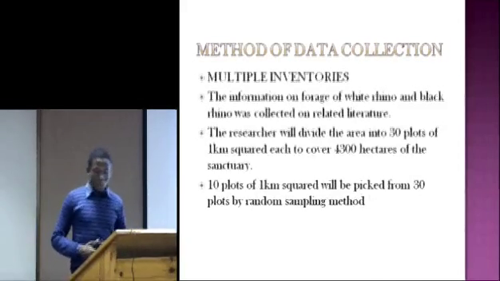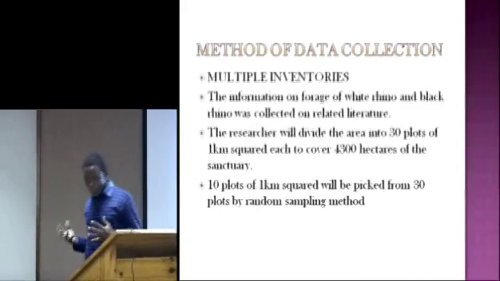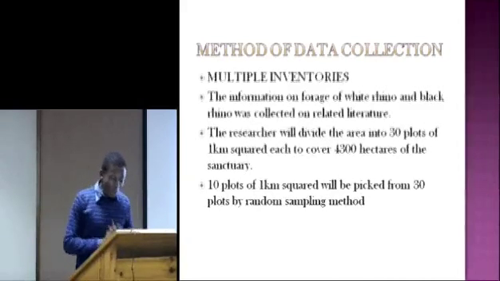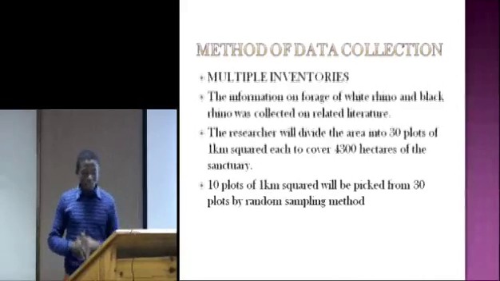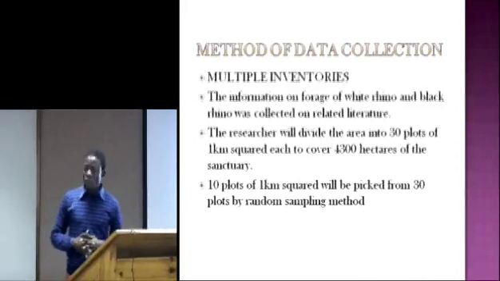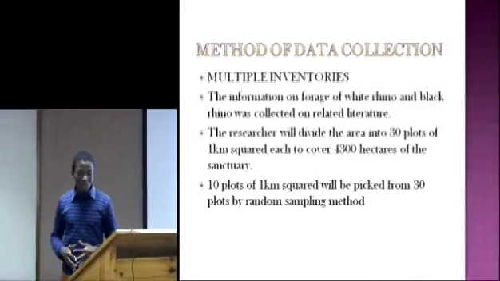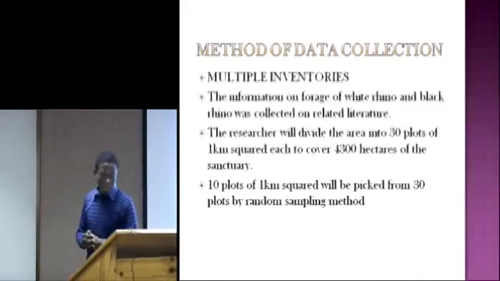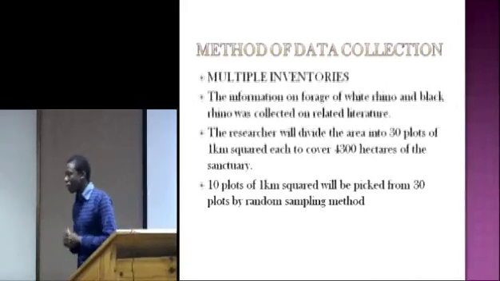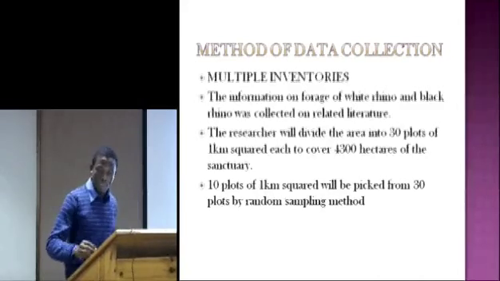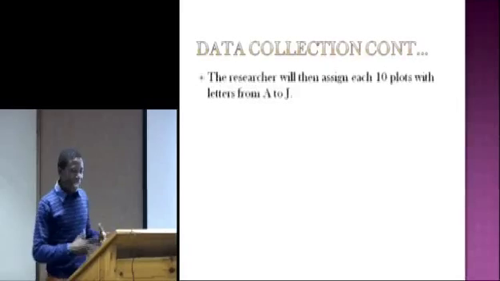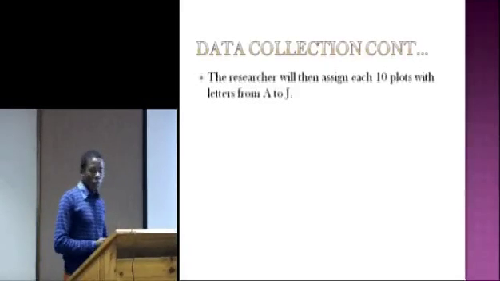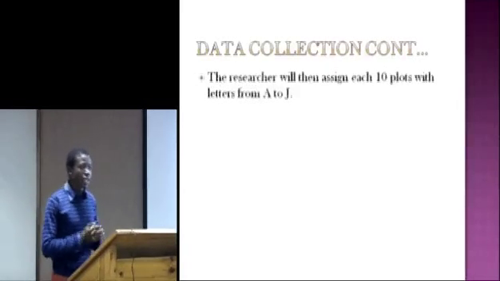The researcher will divide the area into 30 plots of 1 kilometer squared each to cover 4,300 hectares of the sanctuary. 10 plots of 1 kilometer squared will be picked from the 30 plots by random sampling method. The researcher will then assign each of the 10 plots letters from A to J.